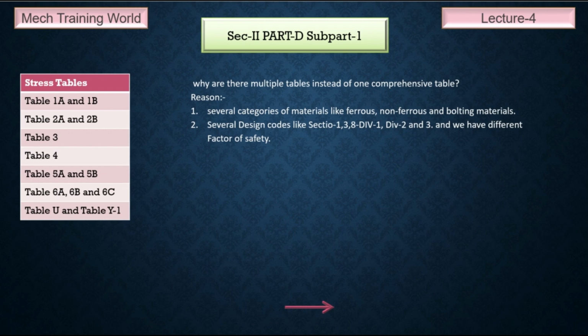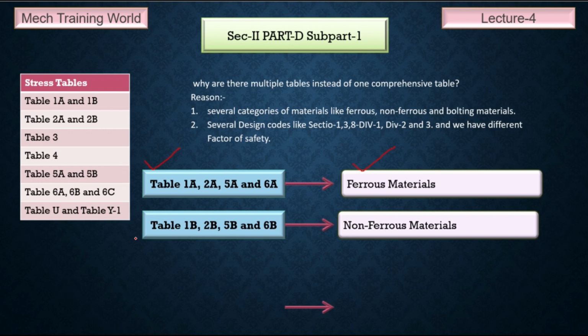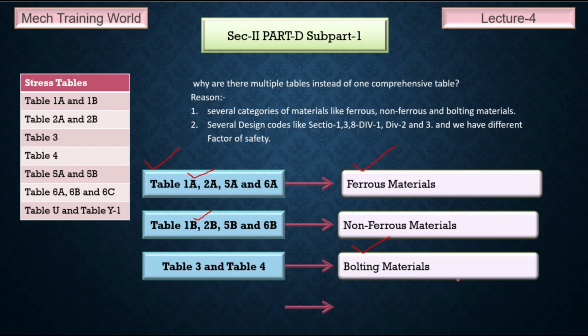According to these categories, let's derive the tables. If you find Table 1A, 2A, 5A, 6A, the A refers to ferrous materials, so the data in these tables is purely about ferrous materials only. The data in 1B, 2B, 5B, 6B is about non-ferrous materials only. B refers to non-ferrous, A refers to ferrous materials. And Tables 3 and 4 are for bolting materials. I hope you understand this concept.